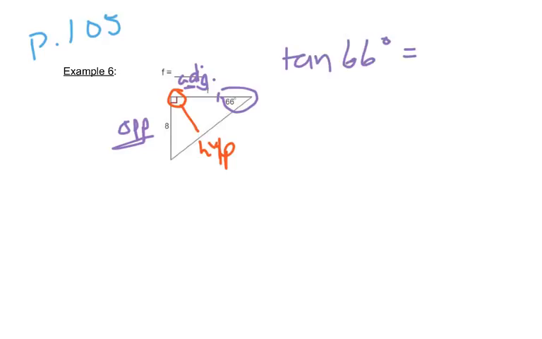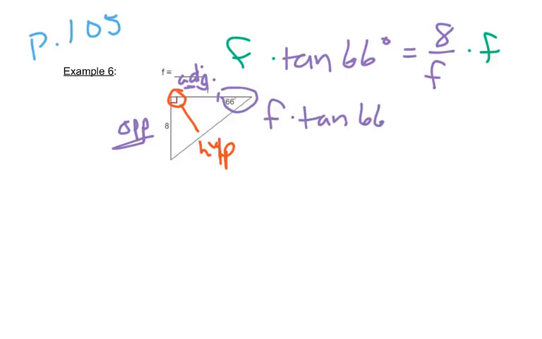It's always an angle next to the trig function. The tangent is opposite over adjacent. So this is another one of those where the letter is on the bottom, or the denominator. So remember, when we have the letter in the denominator, it's 8 divided by f. We have to multiply both sides by f. So it gets us f times the tangent of 66 degrees equals 8.